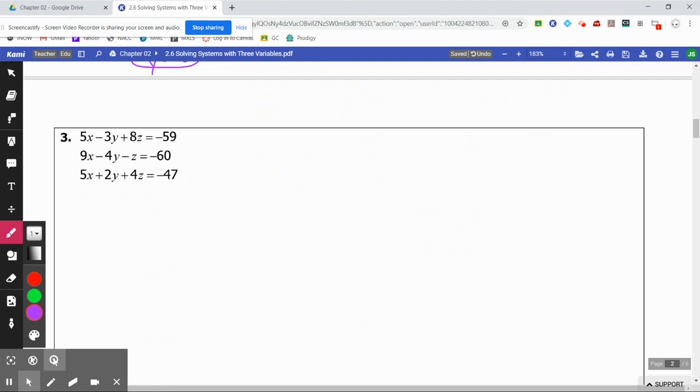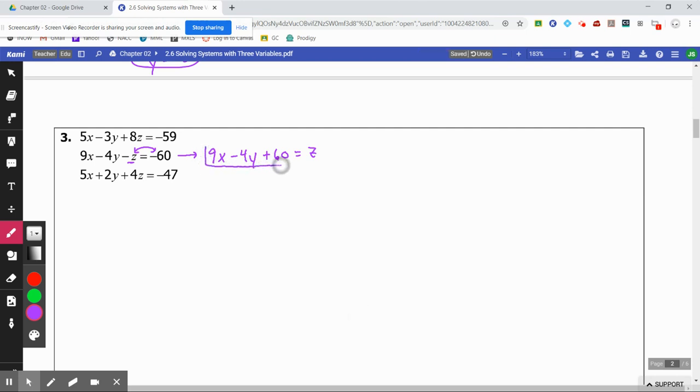Now these can also be solved with substitution. The exact same way. So what I'm going to do is I'm going to solve. Notice that z is nearly by itself. I'm going to move my z over and solve it for z. So I have 9x minus 4y plus 60 is equal to z. So I interchange these two values. And here's what I got.